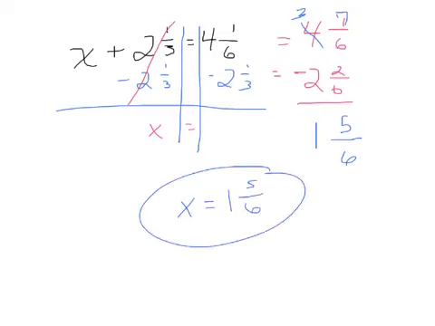And if I use my approximation skills, if I have something close to 4 minus 2, it's going to be close to 2. Well, 1 and 5/6 is very close to 2. So that's one example.